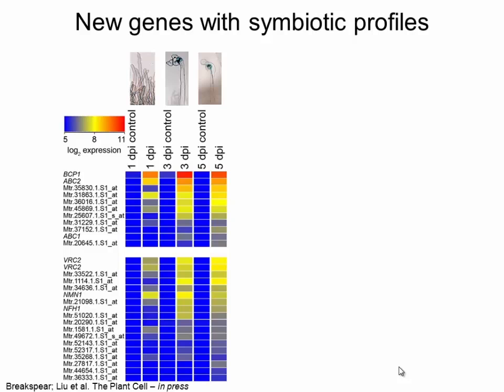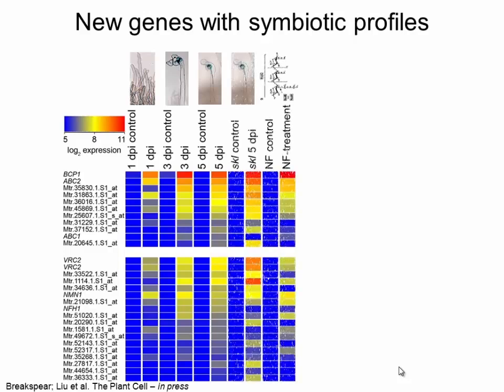So to take this first one, BCP1, as an example, at 1 dpi in an uninfected control, it's pretty much off, or it's at basal levels. It's sharply upregulated during infection, and the same is true at 3 dpi, very sharp upregulation during infection, and also at 5 dpi. And then if we add in our hyper-infected sickle mutant, again we're seeing this sharp regulation, and then finally in the nod factor experiment, we're also seeing in the nod factor control very low levels going to, in general, high levels after nod factor treatment.